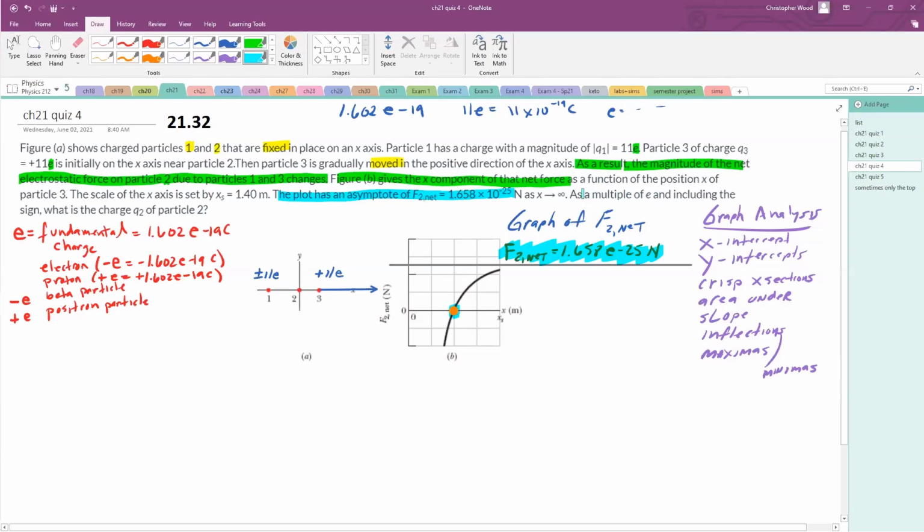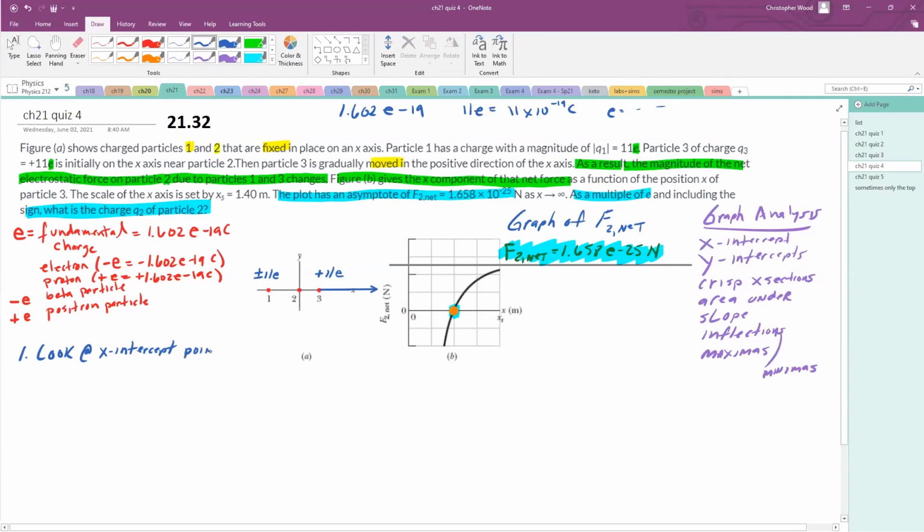As a multiple of E, and including the sign, good heavens, it seems complicated, but we'll find out. What is the charge as a multiple of E, including the sign? What is the charge Q2? All right, let's just jump into it. Let's look at that x-intercept point.